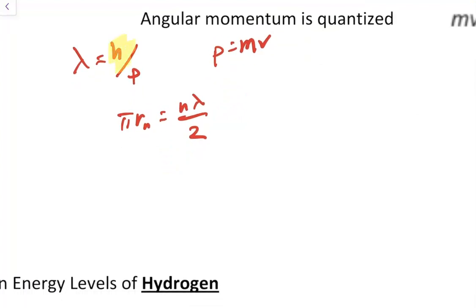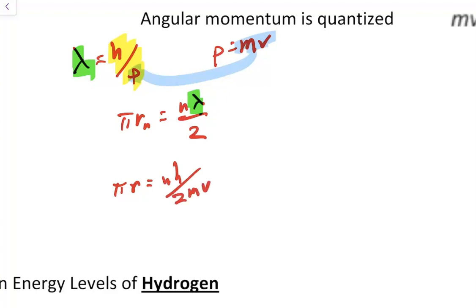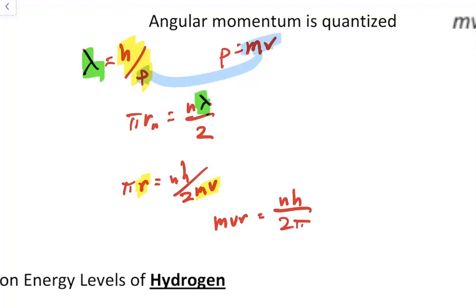I'm going to take mv and move it in to p. Then I'm going to take all of that and plug it into my lambda. So h over mv is going into lambda. We're in red. So I have pi r is equal to n h over 2 mv. And then I'm going to focus on the parts that give me angular momentum, which is mv and r. And I'm going to write this as mvr is equal to nh over 2 pi. Hey, and we got it. We have angular momentum equal to the energy level times h over 2 pi, meaning it's quantized.